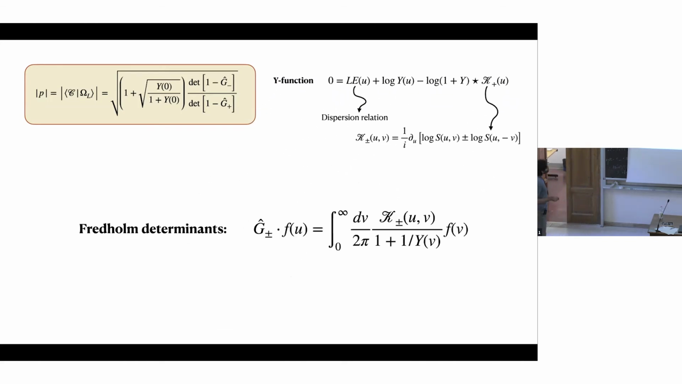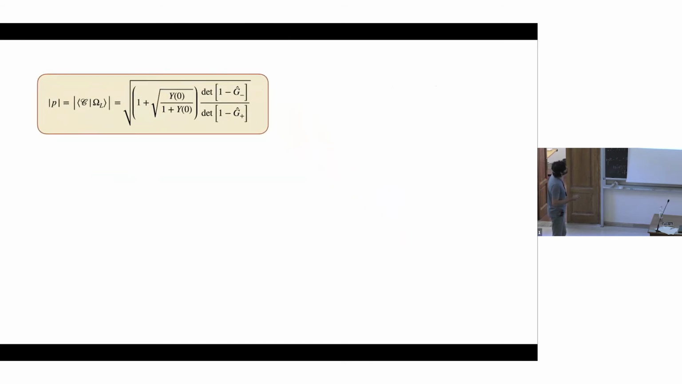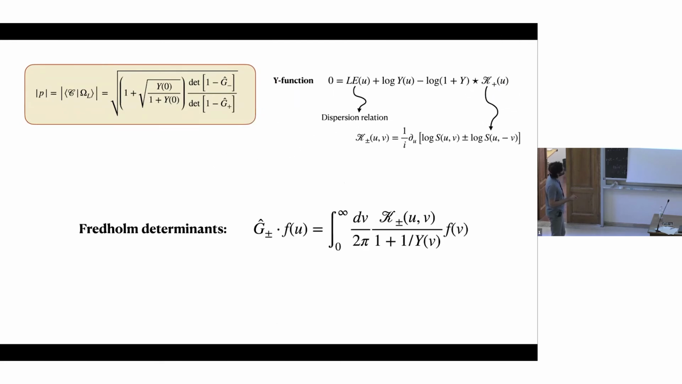Then I have these determinants, which are actually Fredholm determinants for a kernel, for this very same kernel, which is made out of the S matrix. In sum, to determine this P function, or the overlap between the crosscap state and the ground state of the model, you just use this formula with the input being the S matrix of the model.